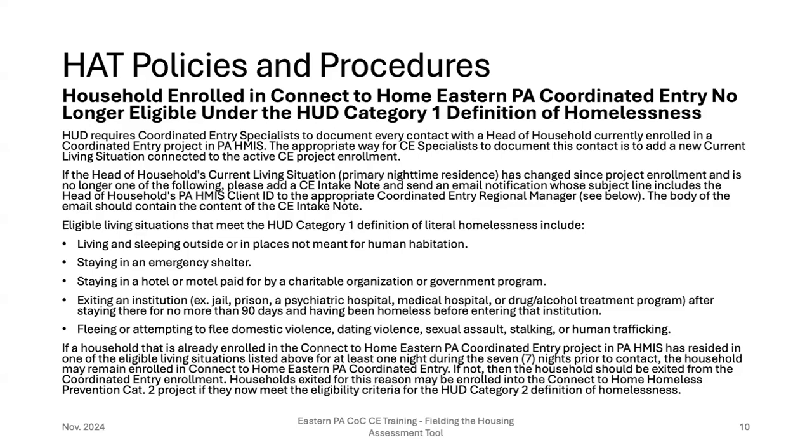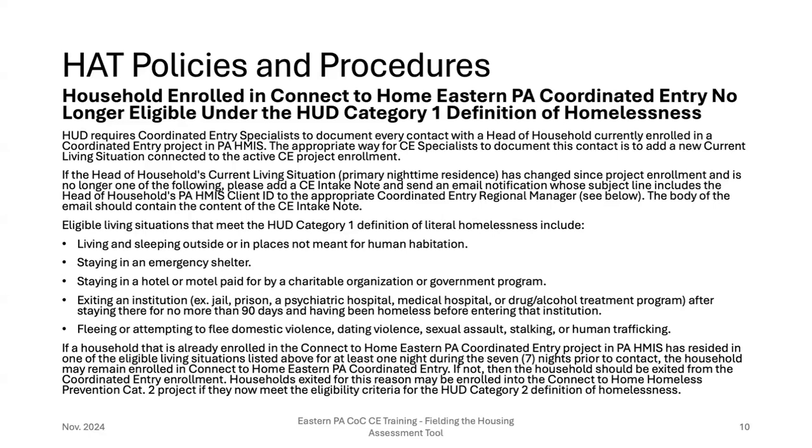But what is a nuance is the following. It's that last paragraph, which is that if they're currently enrolled, they contact a Core Entry specialist for an update, and they state that, "Last night I actually got to stay with my aunt in her house." As long as they have been in a Category 1 eligible living situation at least once in the past 7 nights, we will not exit them from the Core Entry enrollment.